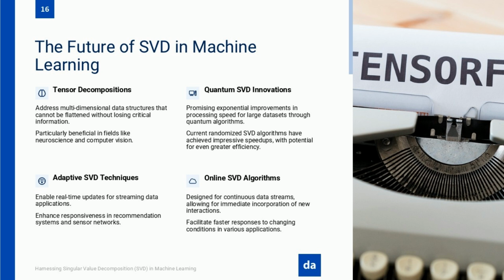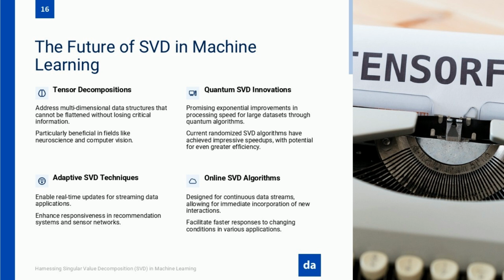These adaptive algorithms allow SVD to be continuously updated as new data arrives, without recomputing the entire decomposition from scratch. For recommendation systems tracking user behavior, this means the ability to incorporate new interactions immediately into the model, creating more responsive and accurate suggestions. In sensor networks, online SVD can identify emerging patterns and anomalies in real time, enabling faster responses to changing conditions.